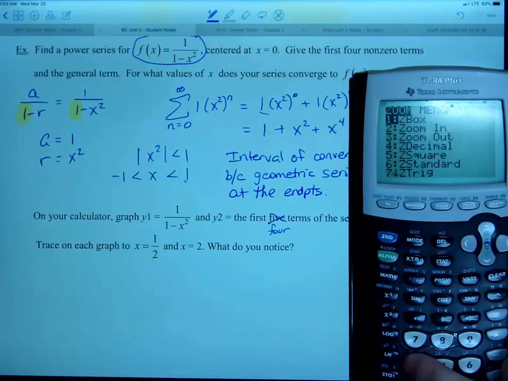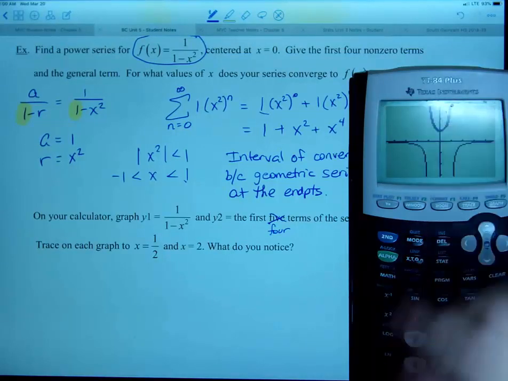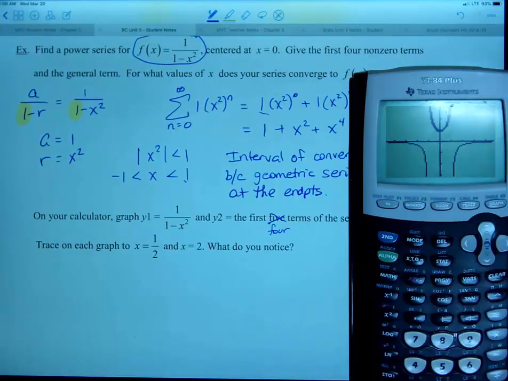Zoom 4. So here's Y1, and here comes Y2. Where did Y2 match Y1? On the top part, up here at the top. That's where Y2 and Y1 are on top of each other. Is that what yours did? The lighter one was there first, but the darker one went right on top of it.